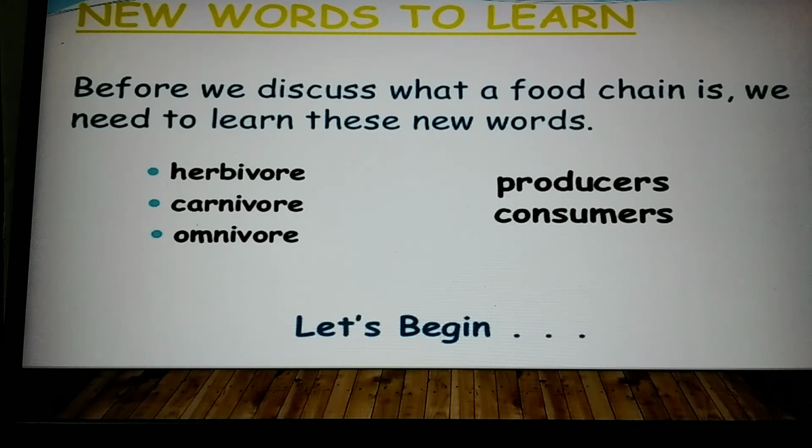Producers can produce their own food. Plants can prepare their own food by the process of photosynthesis, since they have a special green pigment known as chlorophyll. This is able to absorb the sunlight and helps the plant in preparing glucose. This process of preparing food by the plant is known as photosynthesis. Since they produce food, they are called producers. And consumers are those which depend on producers for their food. So, animals are the consumers.